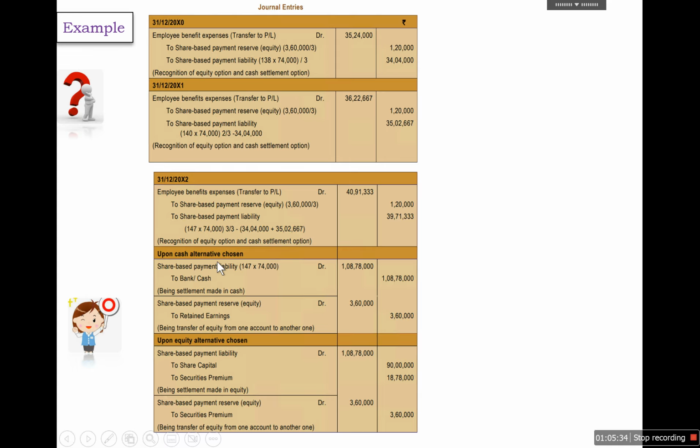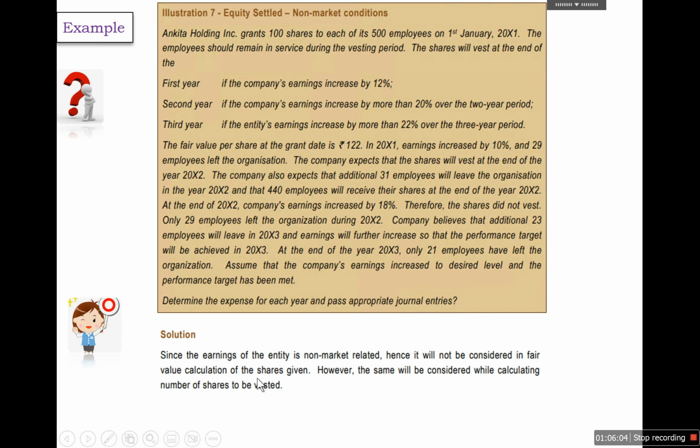So if the cash alternative is chosen, in this case, the liability will be debited to bank account and the equity reserve will be transferred to the retained earning. But in case the equity alternative is chosen, share-based payment liability will be debited to share capital and security premium, and the share-based reserve will be transferred to security premium. So here it is a direct transfer to the equity from the liability.